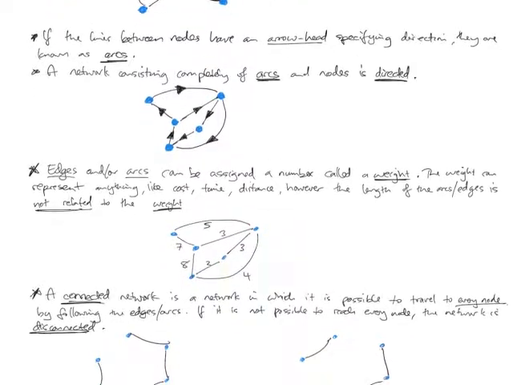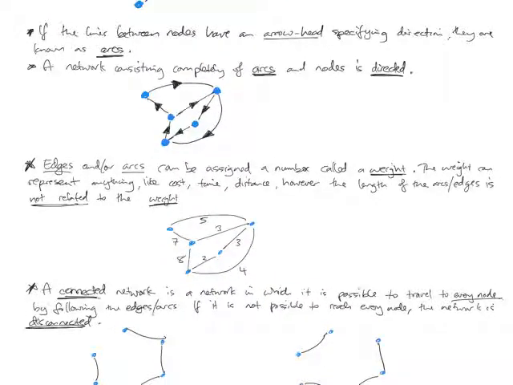Now, if the lines between nodes have an arrowhead that specifies direction, they're known as arcs instead, so no longer edges. A network consisting completely of arcs and nodes is directed. So, node, vertex, all of the lines have arrowheads on them, so sorry, not edge, they're arcs. And so a network consisting completely of arcs and nodes is directed. So this is a directed network in this particular case here.